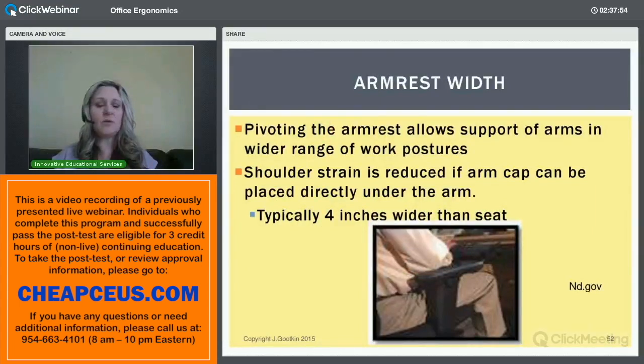Armrest width is something else that we can look at, and armrests can be adjusted away or towards the seat in some, and some of them allow pivoting and changing of the angle of the armrest support. So if you have workers who maybe are larger, we need to think about the armrests not compressing the soft tissue of the trunk. So you may need to find armrests that pivot out, which might be beneficial and help to decrease shoulder strain. We want to make sure that cap of the elbow is resting on it.